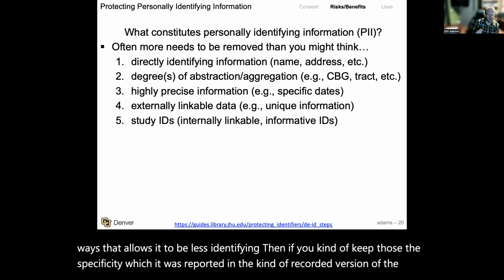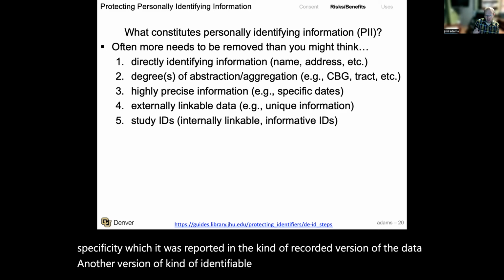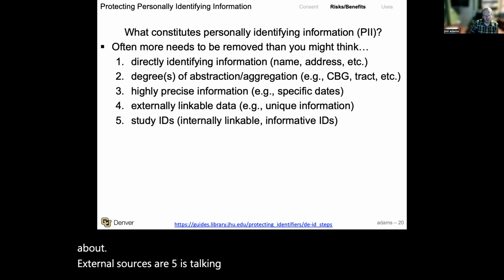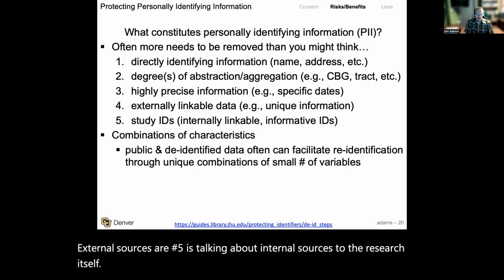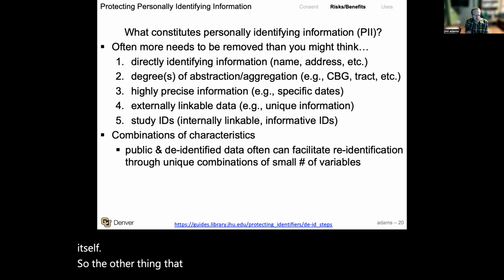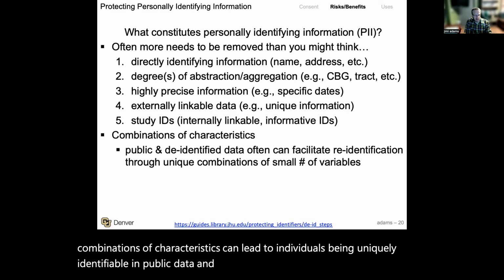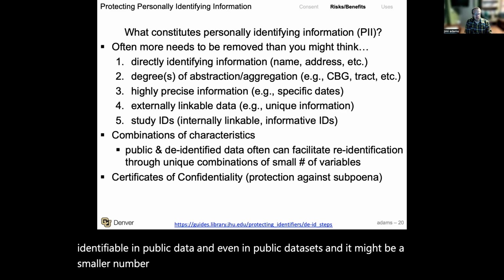Another version of identifiable are things that are potentially linkable to other data sources, whether number 4 is talking about external sources, or number 5 is talking about internal sources to the research itself. So the other thing that is particularly worthwhile to recognize is that combinations of characteristics can lead to individuals being uniquely identifiable in public data, and even in public data sets. And it might be a smaller number of variables than you might think.